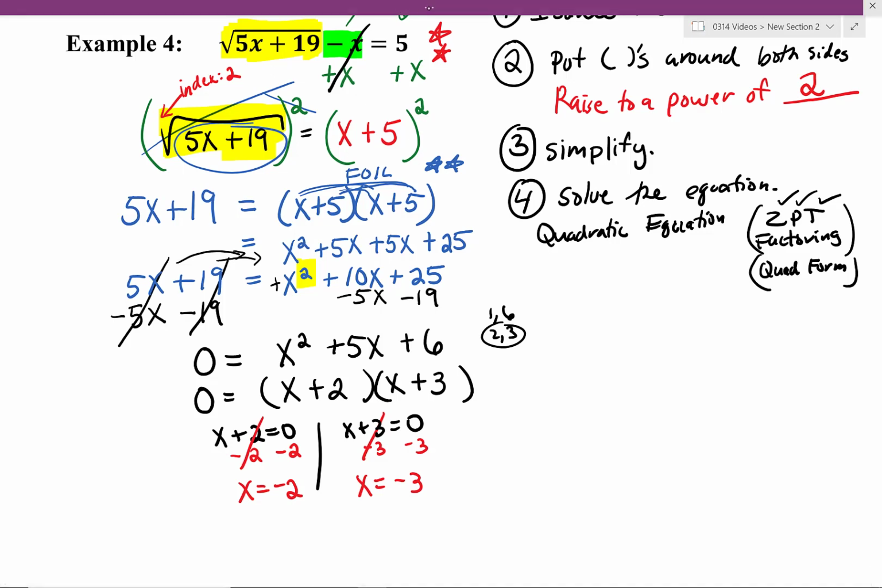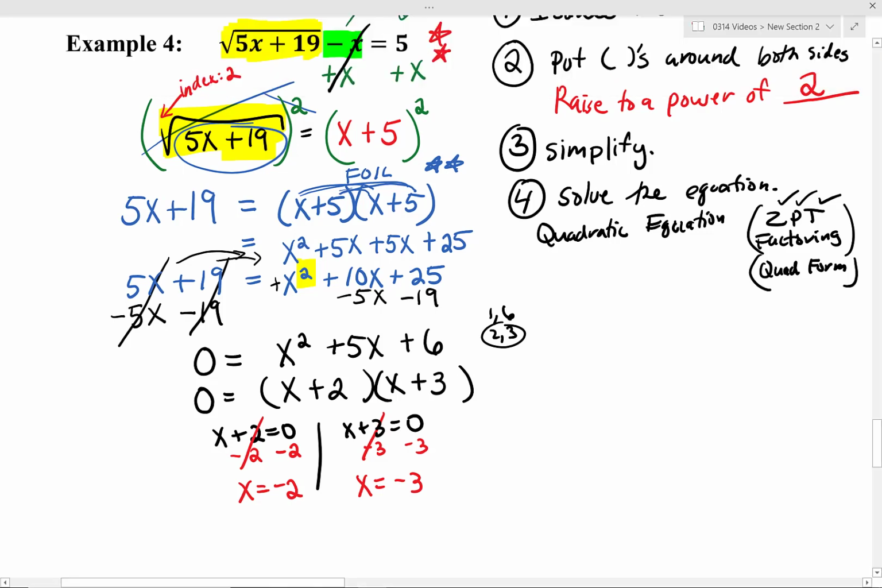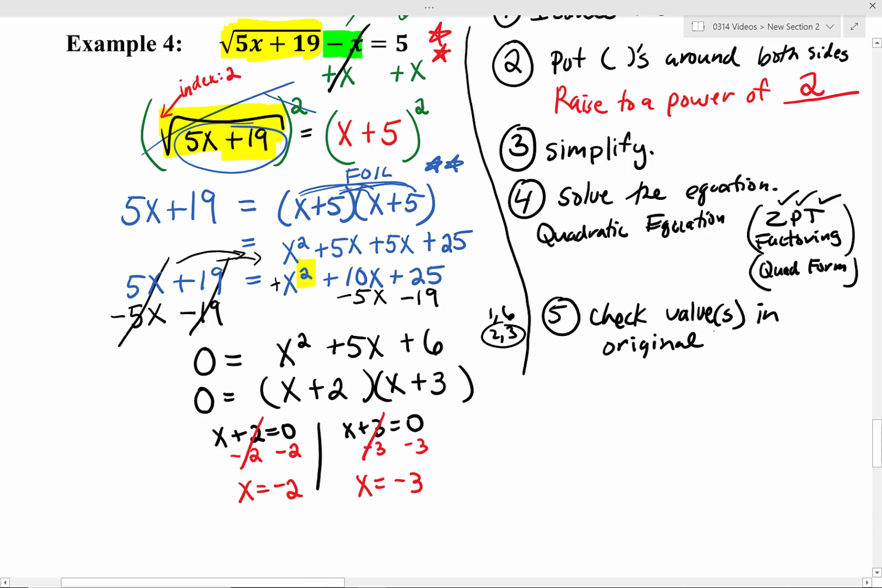Now, are we done? Do we say those are our answers? So you want to be careful here, right? Step 5. What was step 5? Check, right? Not optional. Check values or value. So we got 2 values, so we'll say values in original equation. Okay, you want to be careful that you don't skip that last step. Really important.